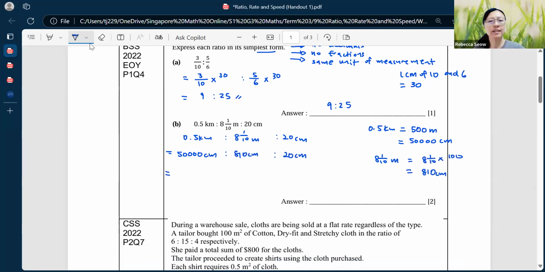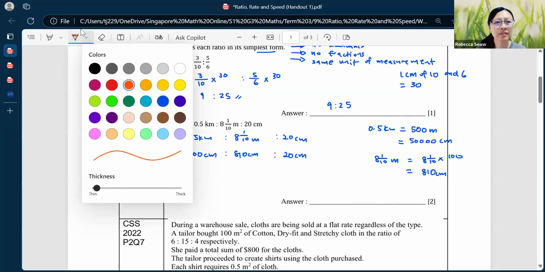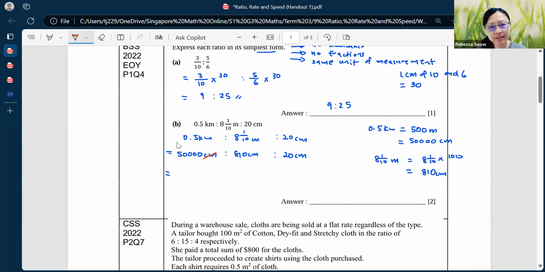unchanged. And at this point, you notice that while all the units of measurement are already the same, we could eliminate this because the units are the same, right? So if the units are the same in a ratio form, we do not write it down. Let's move on to simplifying.